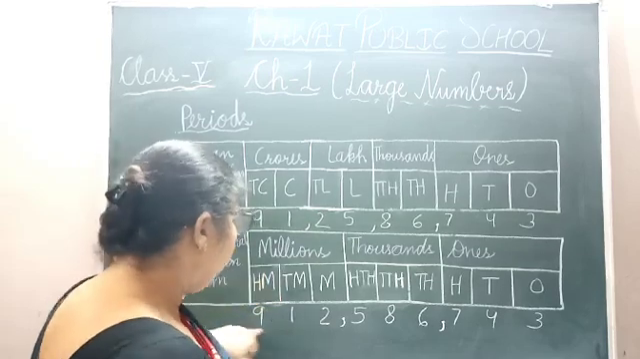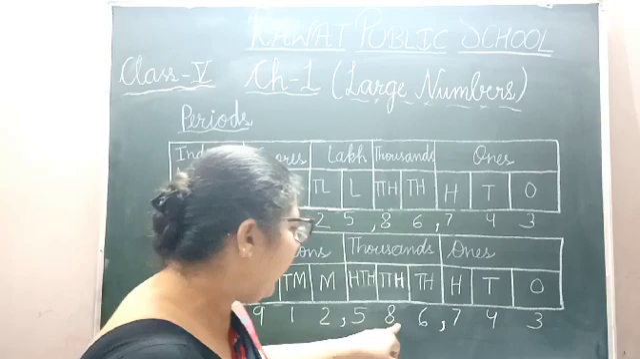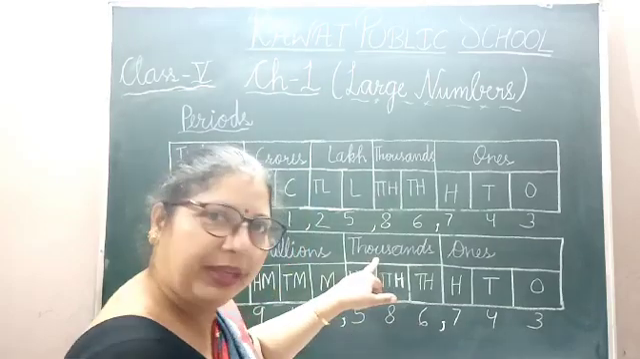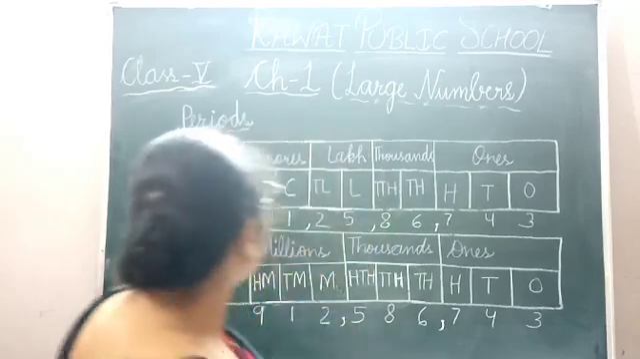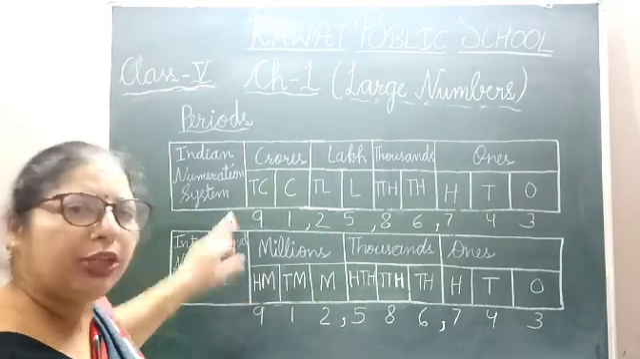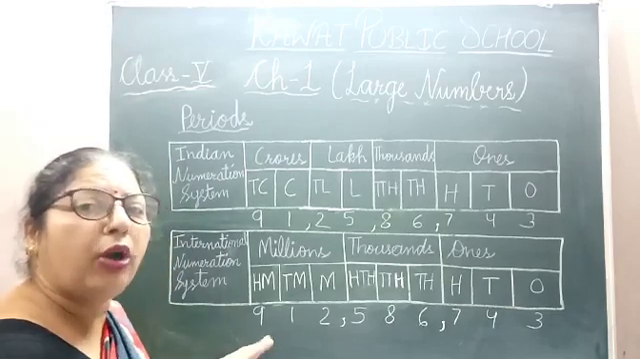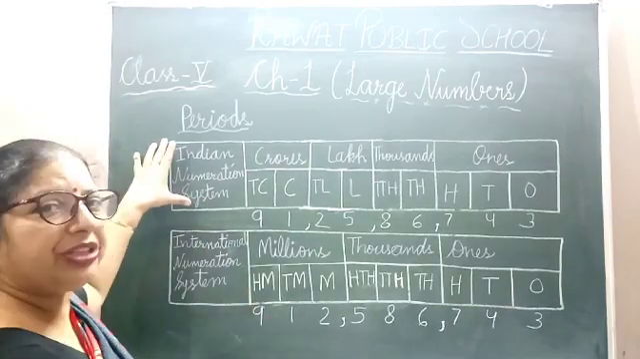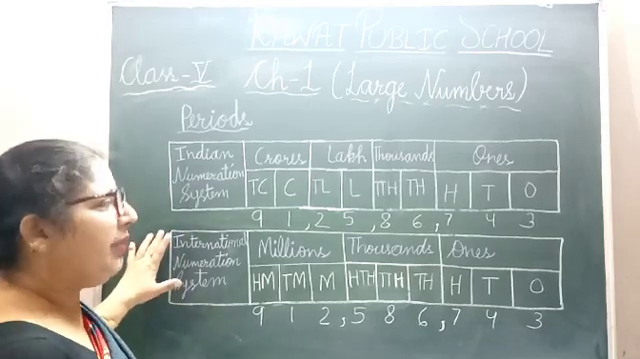Millions. So 912 is millions, 912 millions, then 586,000 period, then 743. So students, we read this number. These are the same number, and we read these two numbers according to the Indian numeration system and also according to the international numeration system.